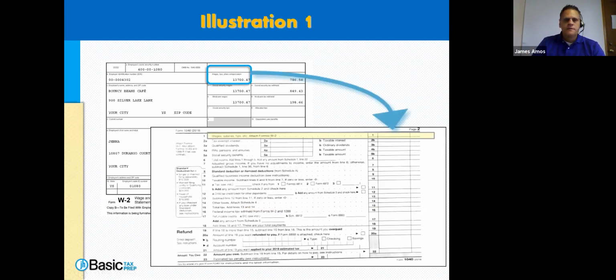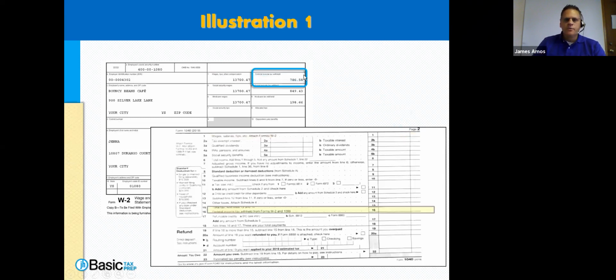Okay? So box 1 always goes to 1040 line 1 where it says wages, salaries, tips, etc. from a W-2. That's where you put it on the W-2. If you have several W-2s, you add all of these, this box from each of the W-2s, together and then put the total on that line.